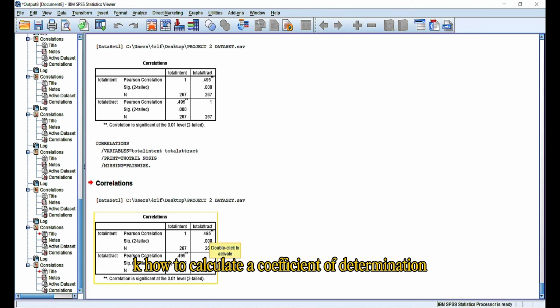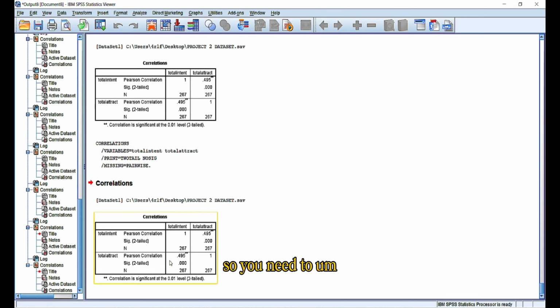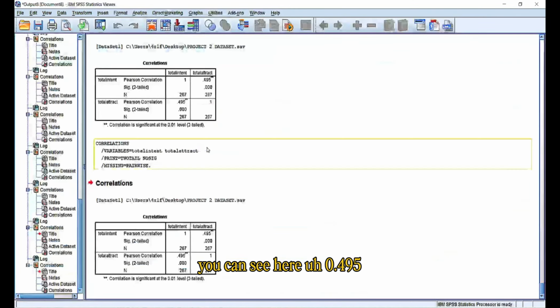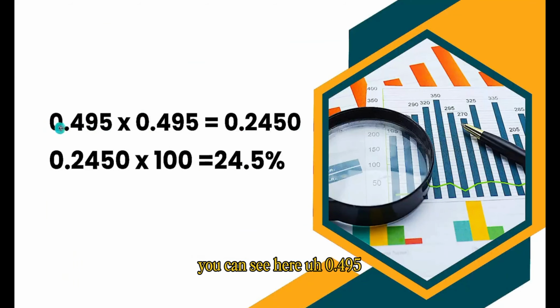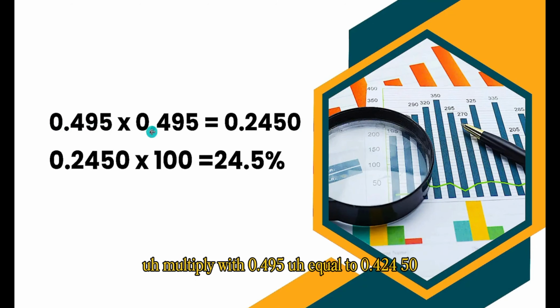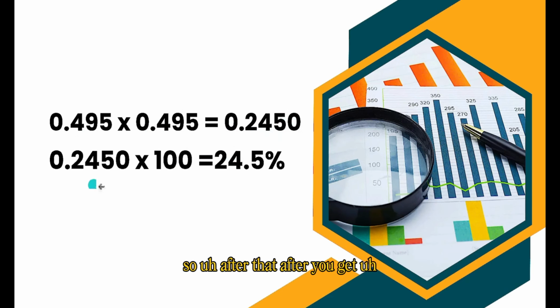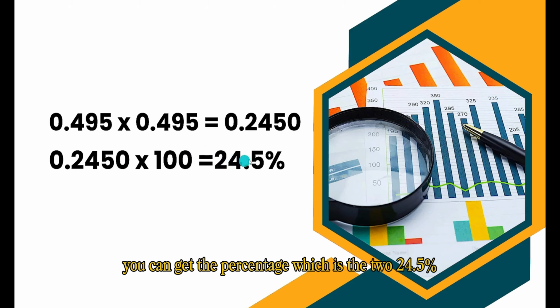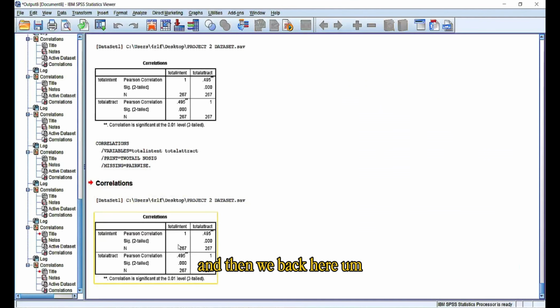Okay, how to calculate the coefficient of determination? So you need to multiply the value like this. You can see here 0.495 multiplied by 0.495 equals 0.2450. So after you get the answer, you multiply again by 100, so you can get the percentage, which is 24.5%.